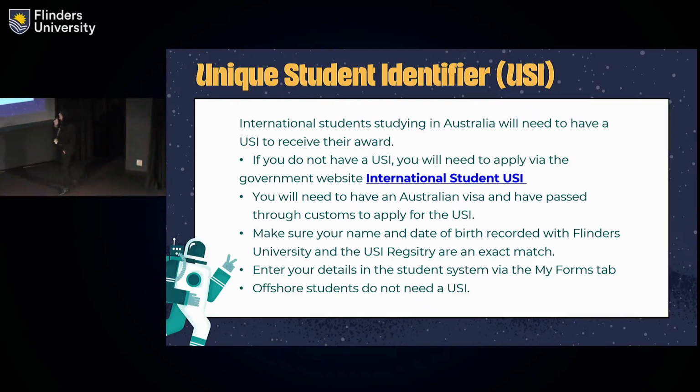So it's the International Student USI. Follow their information. When you do apply, make sure that your details, your name, is exactly the same as the way it appears here at Flinders University so that you don't get a mismatch. If you get a mismatch, you're going to have to go back and we're going to have to try and help you reapply for your USI.